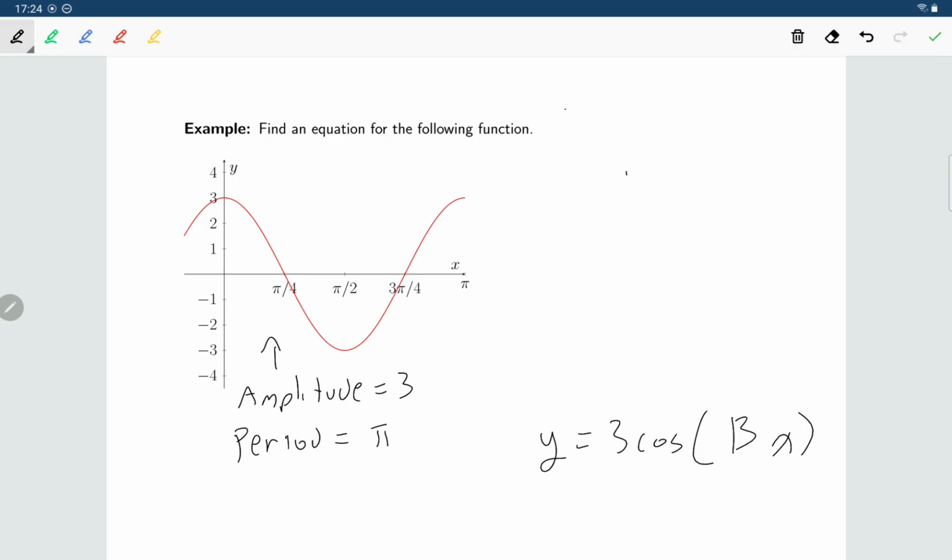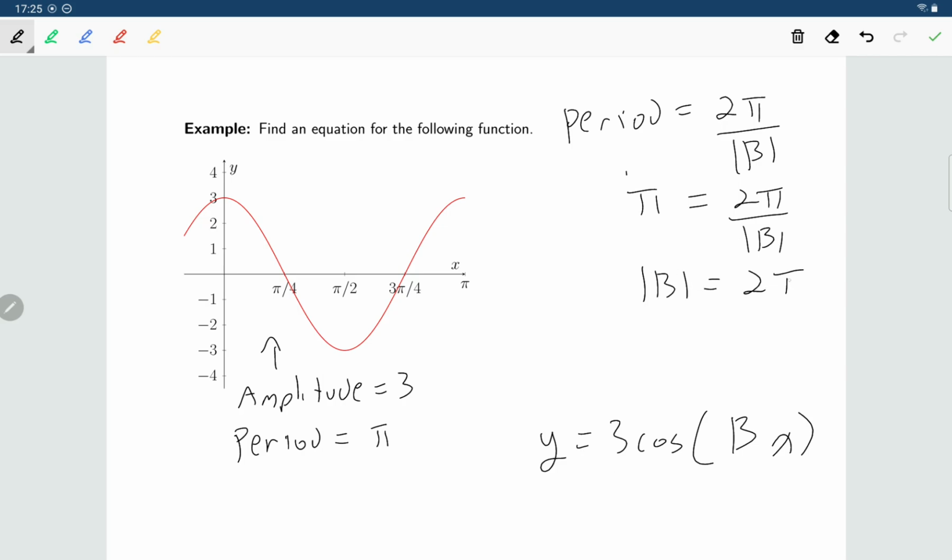I know that for my period, it should be 2 pi divided by the absolute value of b. And I know that my period here is supposed to be pi. So I can use that to solve for what the absolute value of b needs to be. And I can find that the absolute value of b needs to be 2. So here I do have two options. I could say that b is +2, or I could say that b is -2.